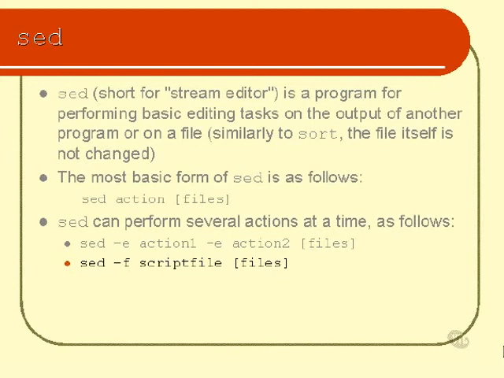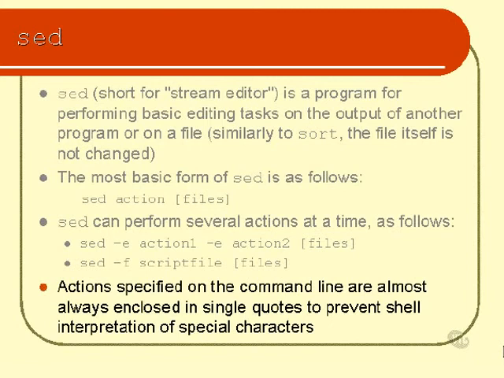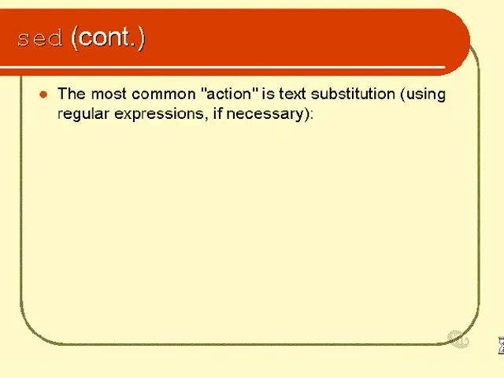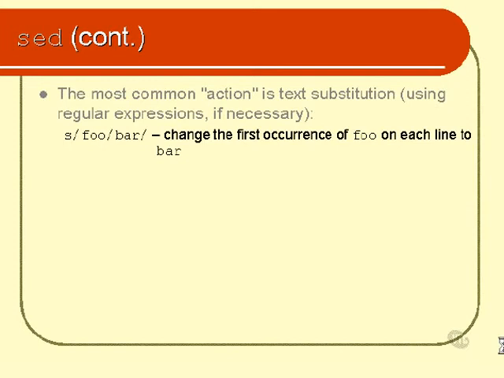Keep in mind when you're specifying these actions that these actions almost always contain special characters as far as the shell is concerned, and so you probably want to enclose those actions in single quotes to prevent the shell doing things with those special characters. Having said all that, let's now have a look at the actual actions themselves. The most common action is text substitution, and you can even use regular expressions here to search for the text that you actually want to replace. Now here is an example of an action changing foo to bar. Change the first occurrence of foo on each line to bar. So let's have a look now.